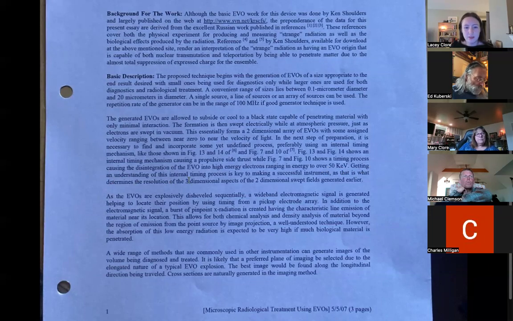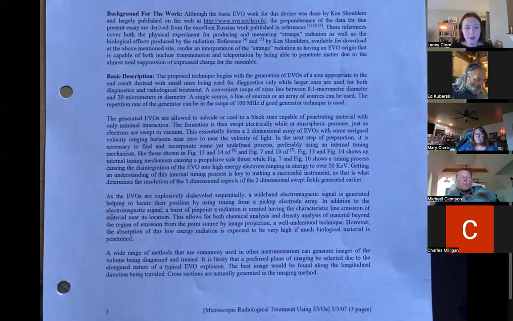Getting an understanding of this internal timing process is key to making a successful instrument, as that is what determines the resolution of the three-dimensional aspects of the two-dimensional swept fields generated earlier. As the EVOs are explosively disassembled sequentially, a wideband electromagnetic signal is generated, helping to locate their position by using timing from the pickup electrode array.